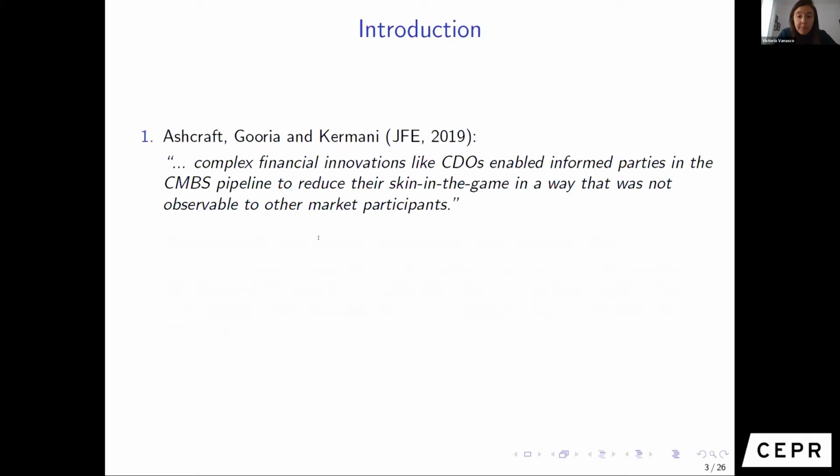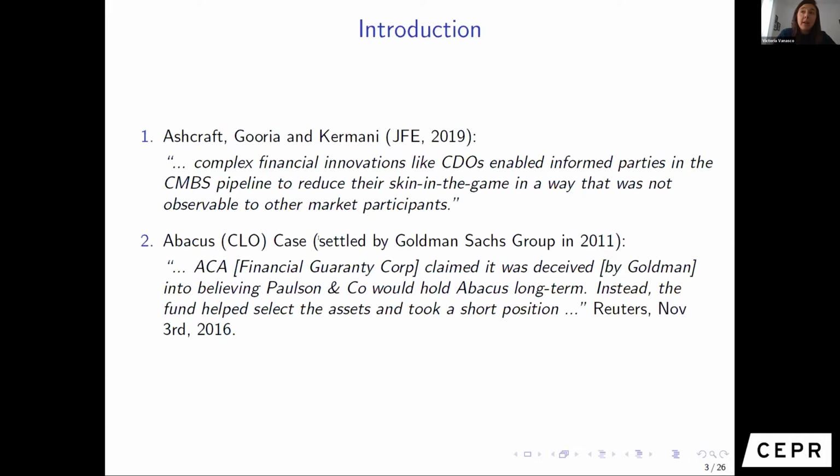Basically, they find evidence here of certain particular investors selling some of the tranches they were supposed to hold without investors being able to notice this.